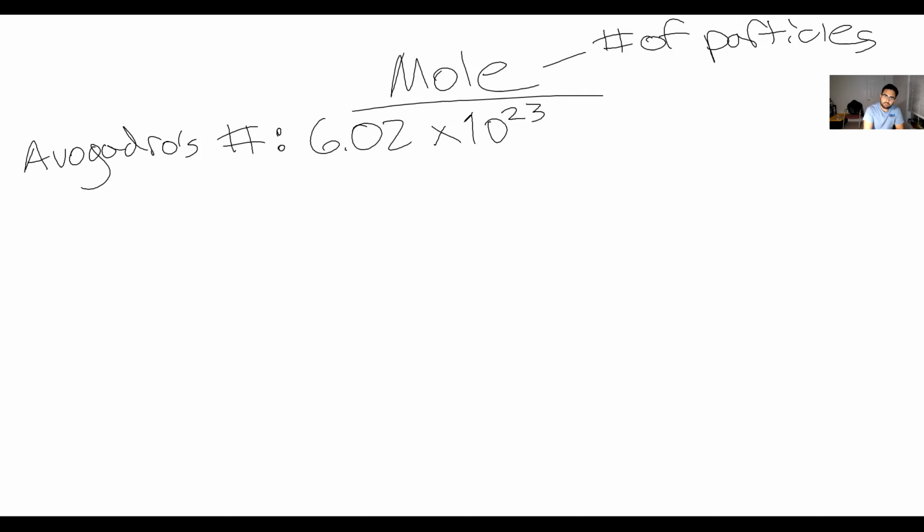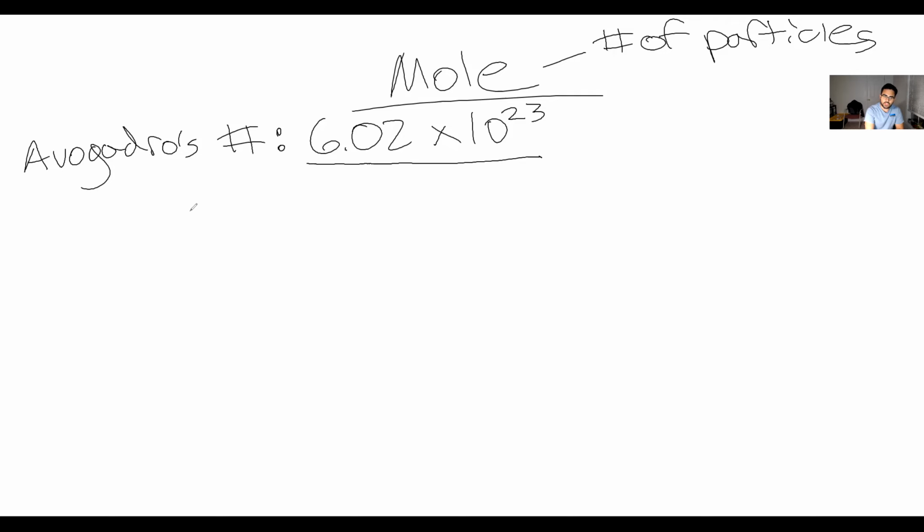So in 1 mole of any substance, there are this many particles, whether those particles are atoms or molecules, depending on what it is. There are this many particles in 1 mole of any substance. Okay, that's what Avogadro's number represents.